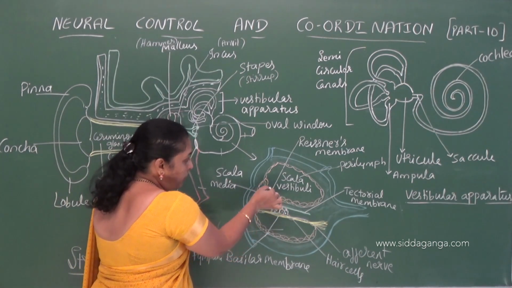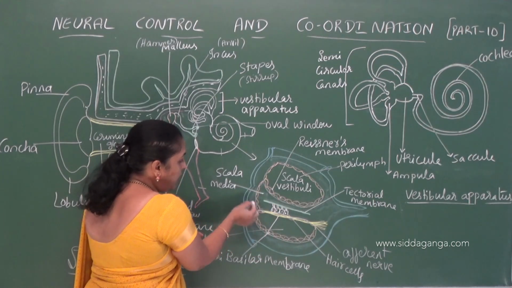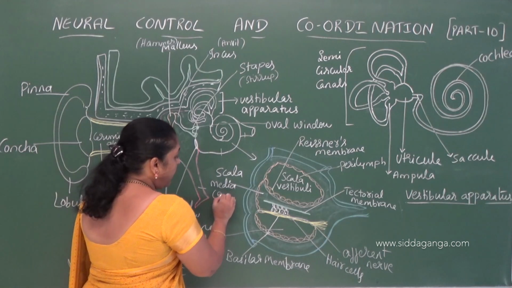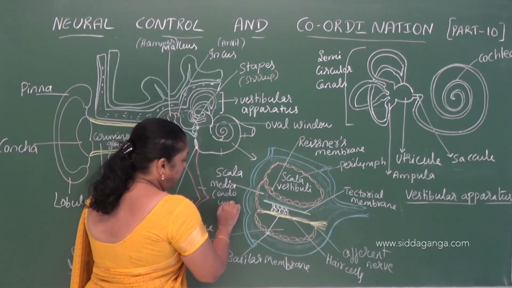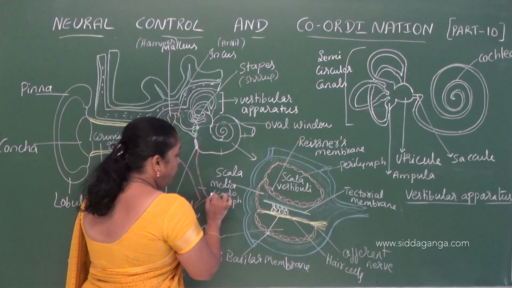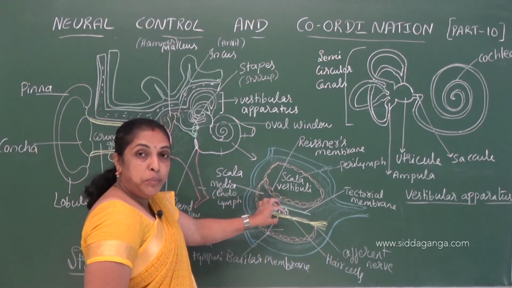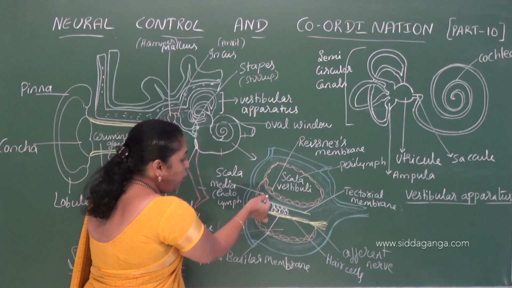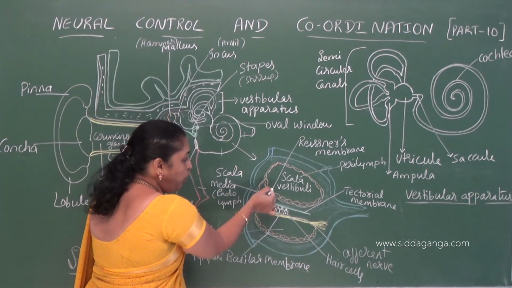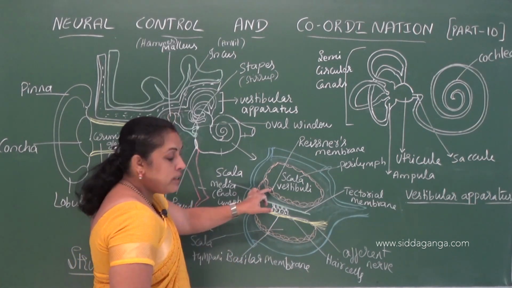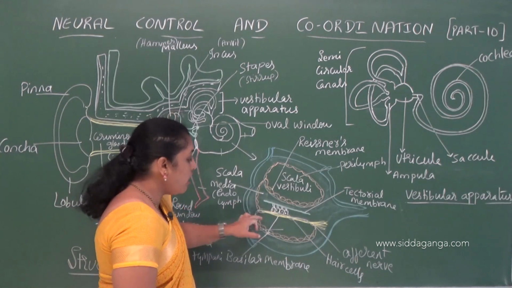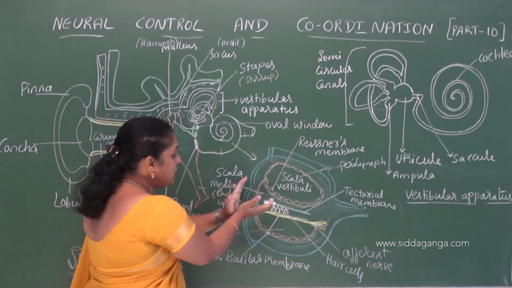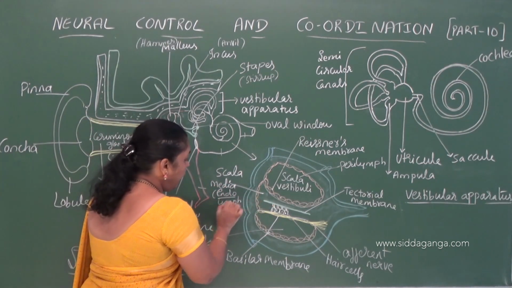And here, the fluid between the vestibular membrane and the basilar membrane is the scala media, which contains endolymph. Endo means inside, middle, because on either side of it there is no bone. Either side of the endolymph we see a membrane. One side we see the vestibular membrane, another side we see the basilar membrane. So this scala media contains endolymph.